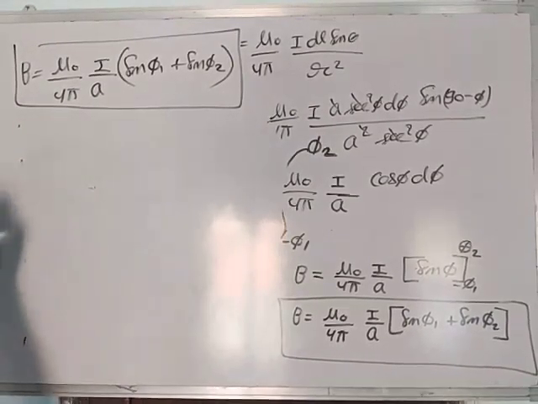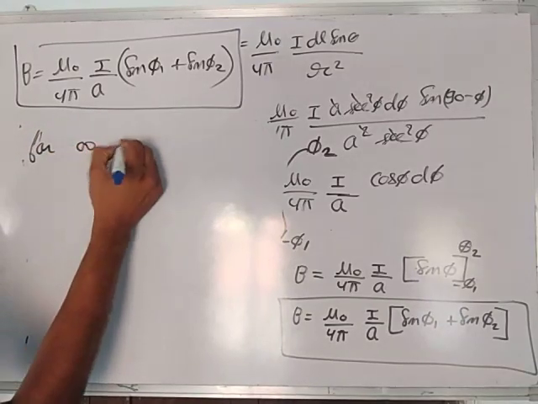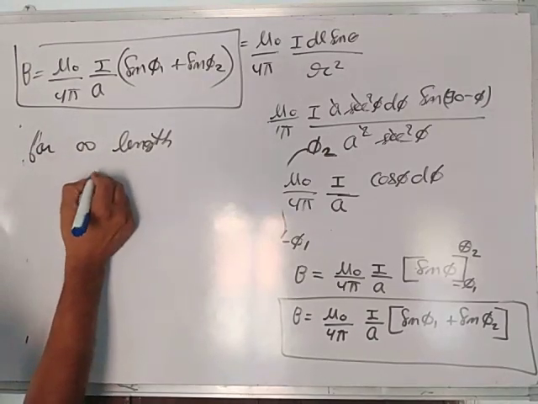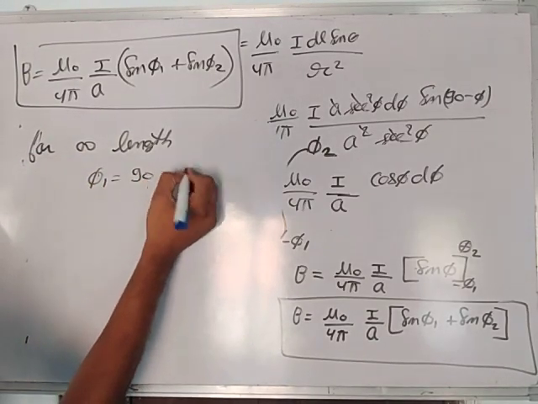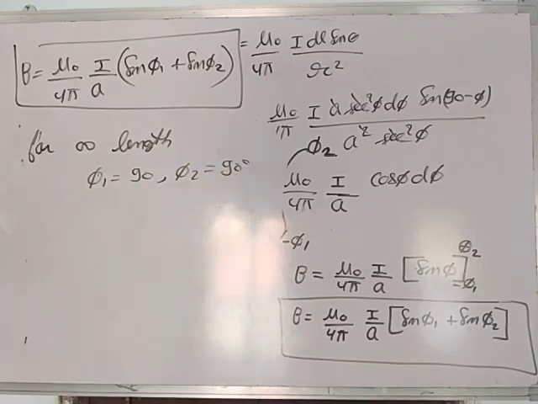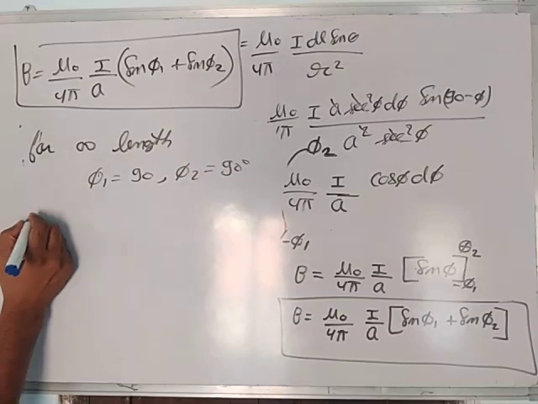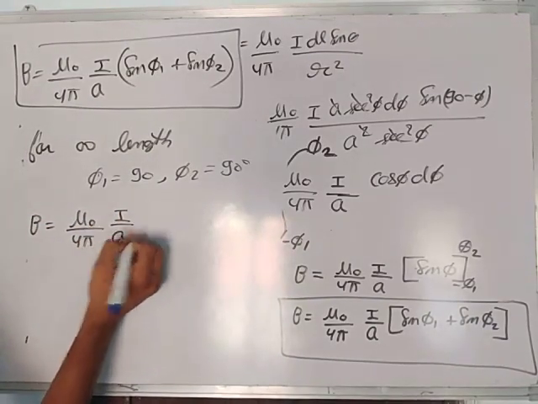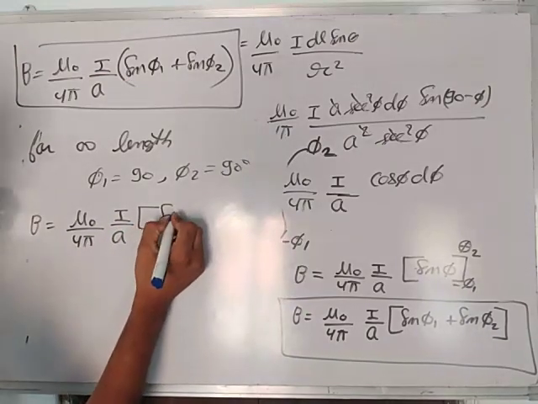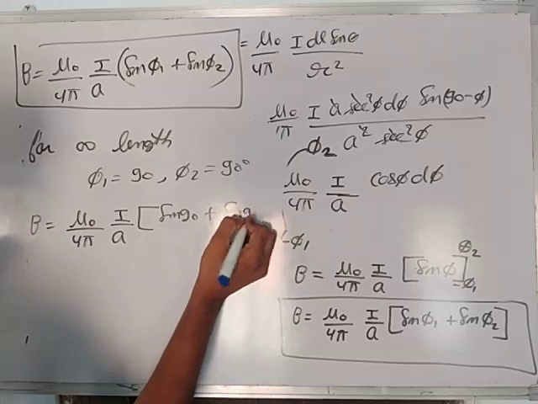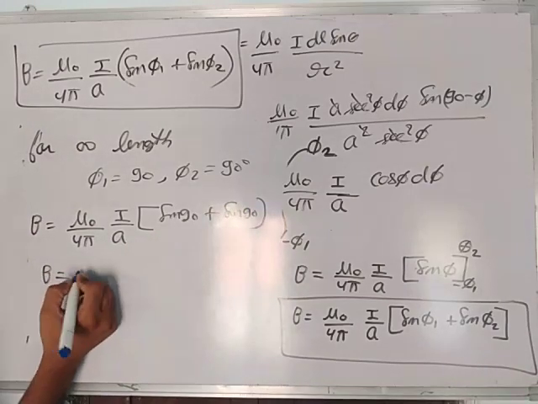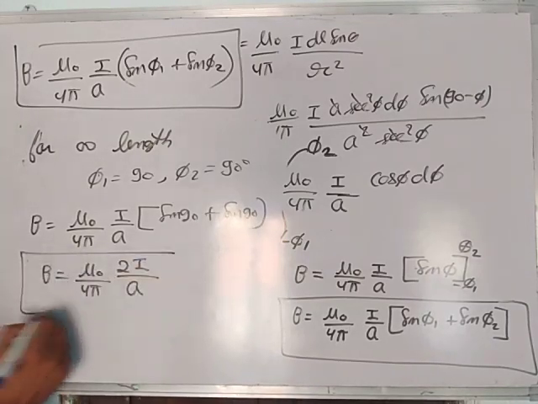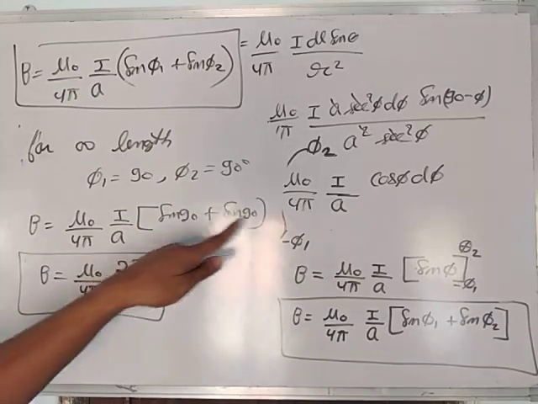Then we can write here, for infinite length, φ₁ is equal to 90 degrees and φ₂ is also equal to 90 degrees. Substitute these values, you will get B is equal to μ₀/4π · I/a (sin 90 + sin 90). B is equal to μ₀/4π · 2I/a. This is also an important result. Sin 90 is 1, 1 plus 1 is 2.